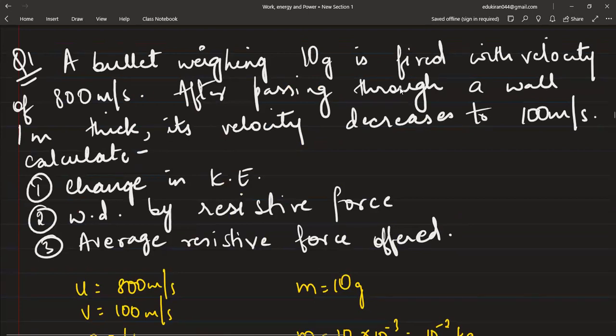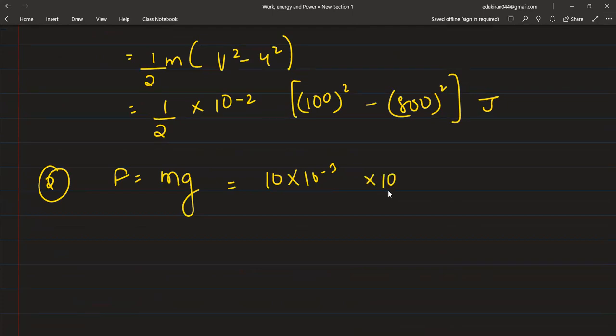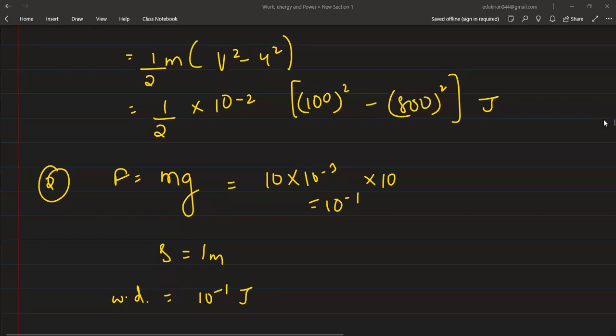Work done by resistive force. See, displacement is given. You have to calculate the work done by the resistive force. If the bullet is moving, see, firstly, what will be the force? Mass is given into g. So mass is 10 grams, this is 10 grams into g. So this is 10 to the power minus 1. And displacement is 1 meter. So work done will be 10 to the power minus 1 joules, that is 0.1 joules.